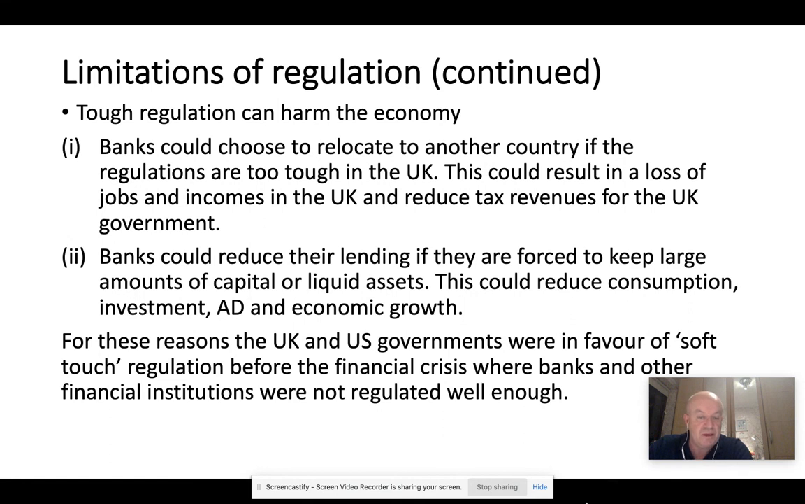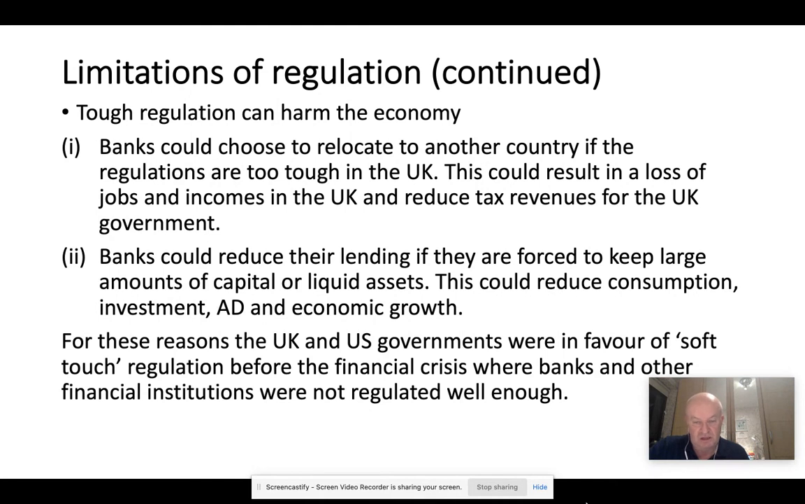If we take the other principle there, then if we're saying that banks might actually be told that they've got to keep high levels of capital or liquid assets, that might mean that they're going to reduce their lending, and that's then going to mean that could affect consumption, investment, aggregate demand, and economic growth. And clearly, all of those areas are considered to be very sensitive to changes in, in this case, the banking system's lending policies as such.